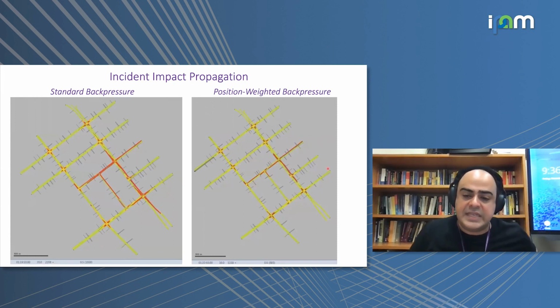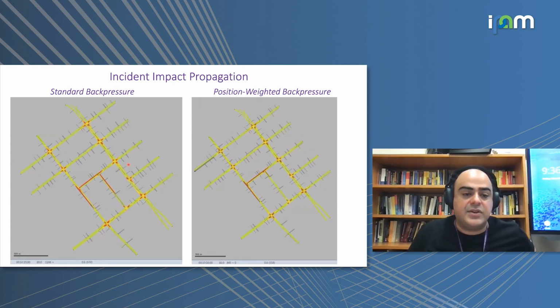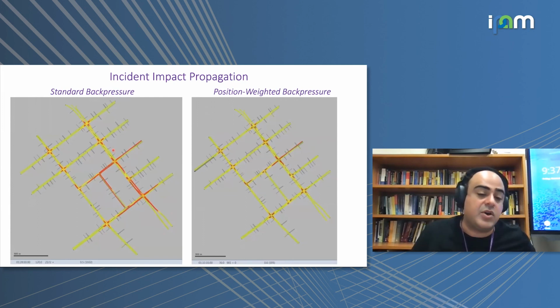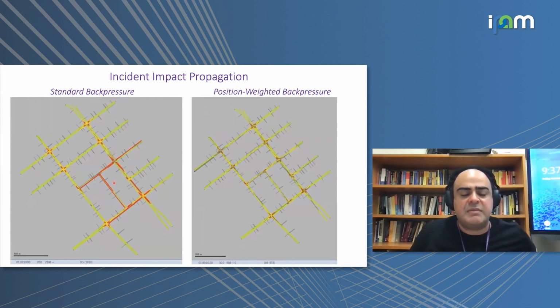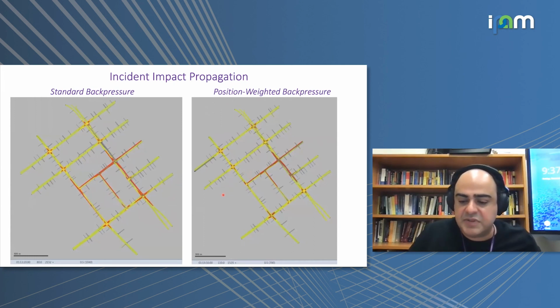And we see that towards the end, after the incident goes away, that under position weighted back pressure, yes, indeed, the queues dissipate, whereas at the end of the simulation, under standard back pressure, you still have queues that have formed that haven't gone away. But if you run this a lot longer, the queues will eventually go away under standard back pressure, but it seems to be faster under position weighted back pressure by just accommodating some of these additional features.